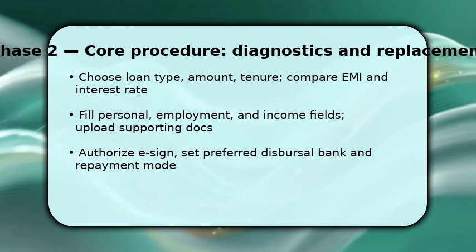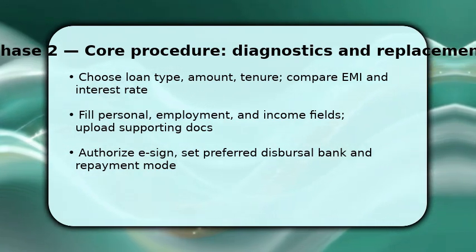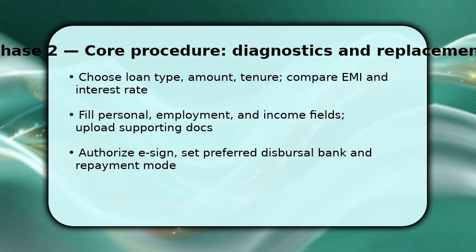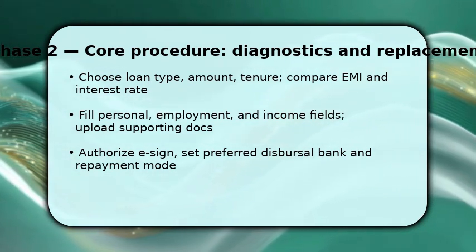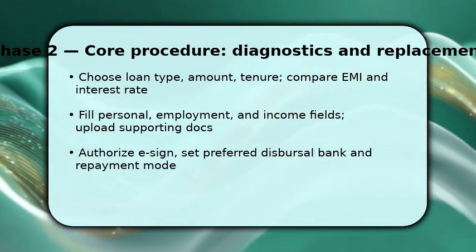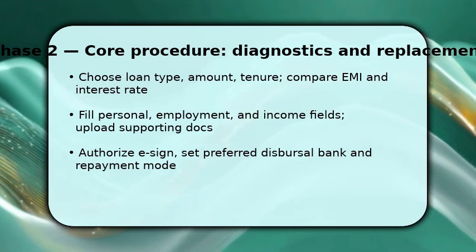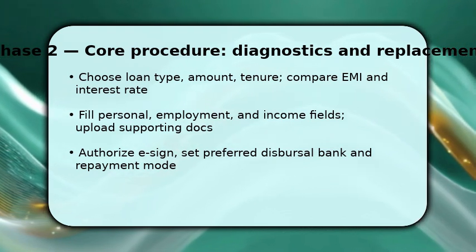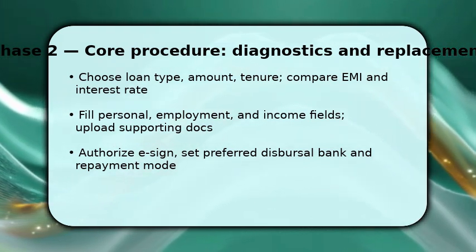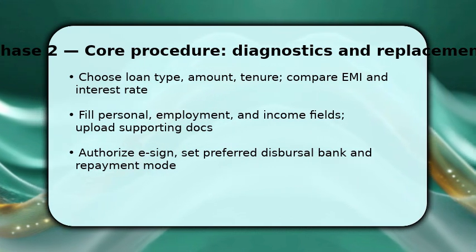You'll fill personal and income details, upload salary slips, bank statement, or Form 16 as requested because lenders verify repayment capacity. Make sure to authorize an e-sign for quick processing and pick the disbursal account. Once done, review the loan summary carefully. Any mismatch will stall approval, so double-check numbers, interest rate, and repayment.